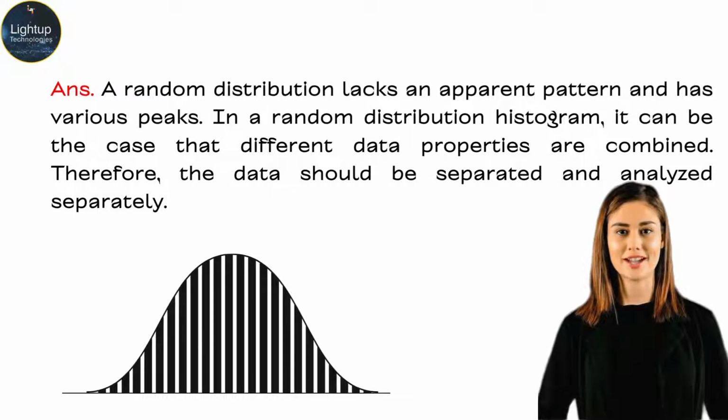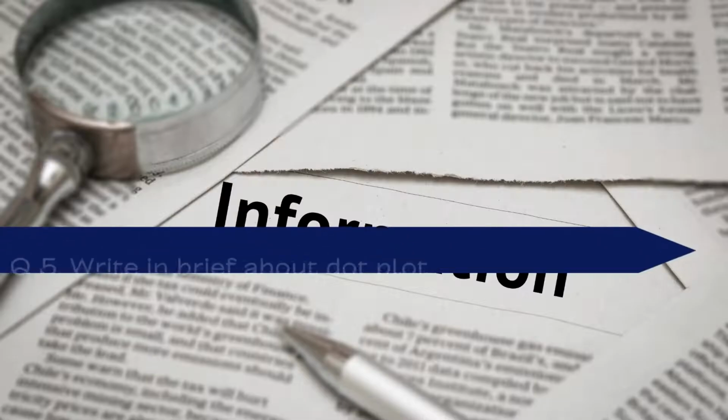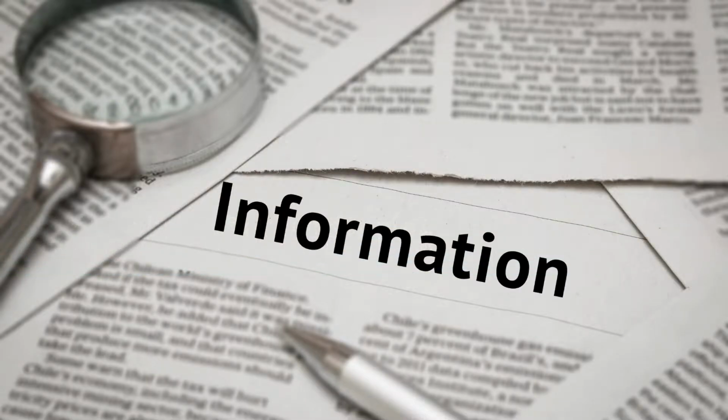In a random distribution histogram, it can be the case that different data properties are combined. Therefore, the data should be separated and analyzed separately. Write in brief about dot plot.